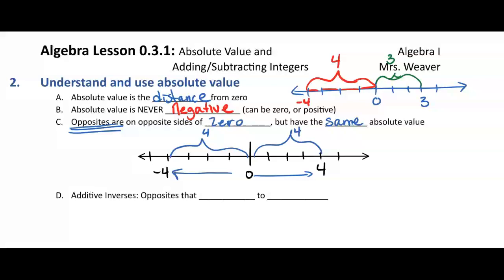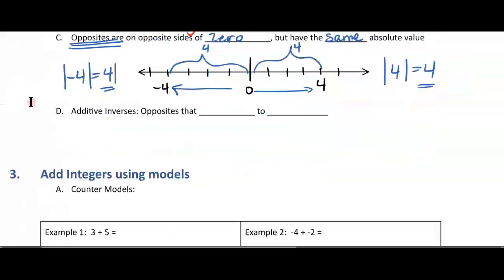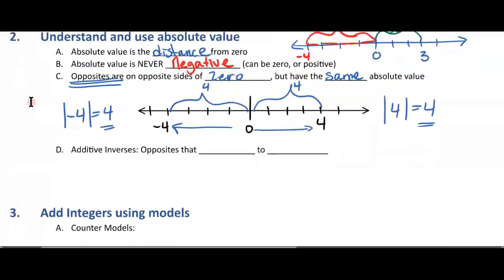One is in the negative direction, one is in the positive direction. And they have the same absolute value. The absolute value of negative 4, its distance from 0, is 4. The absolute value of positive 4, its distance from 0, is 4. So they have the same absolute value, but opposite signs. We're going in opposite directions. Which makes these a special type of pair of numbers that we call additive inverses. So opposites are additive inverses. These are opposites that add to 0.